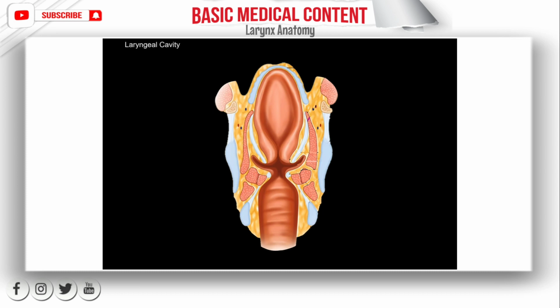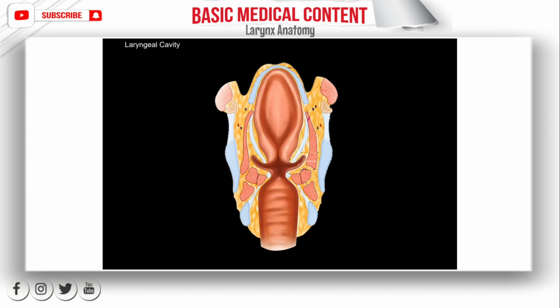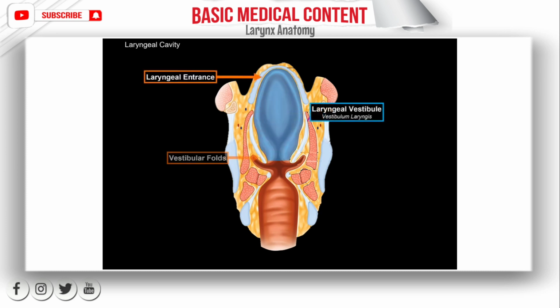The last thing I want to talk about in this video is the laryngeal cavity. So the laryngeal cavity, or cavitas laryngis, is the whole cavity here. It starts at the laryngeal inlet, or the entrance, and ends at the lower border of the cricoid cartilage. But we generally divide it into three landmarks. The first one is the laryngeal vestibule, going from the laryngeal entrance to the vestibular folds. Then there's the glottis, between the vestibular folds and the vocal cords, or the vocal folds, it's a synonym.